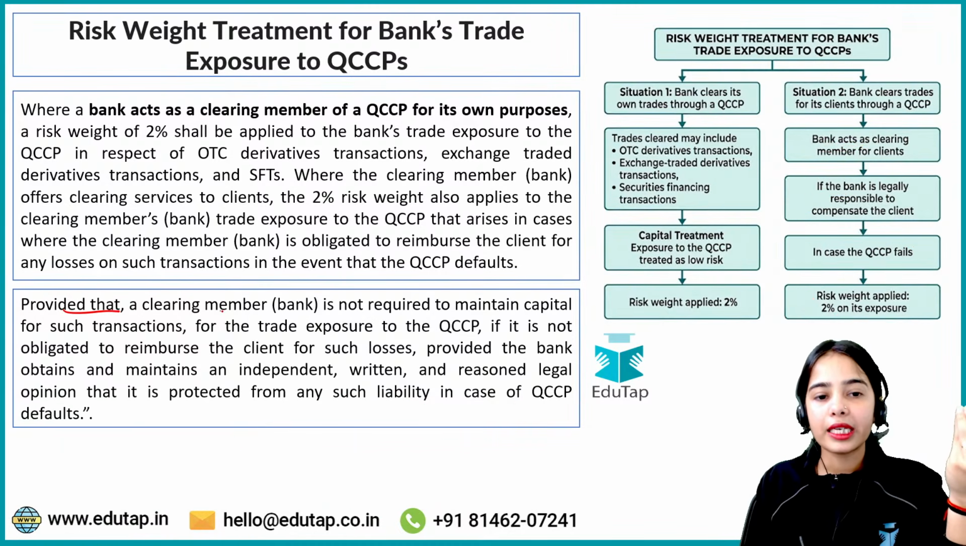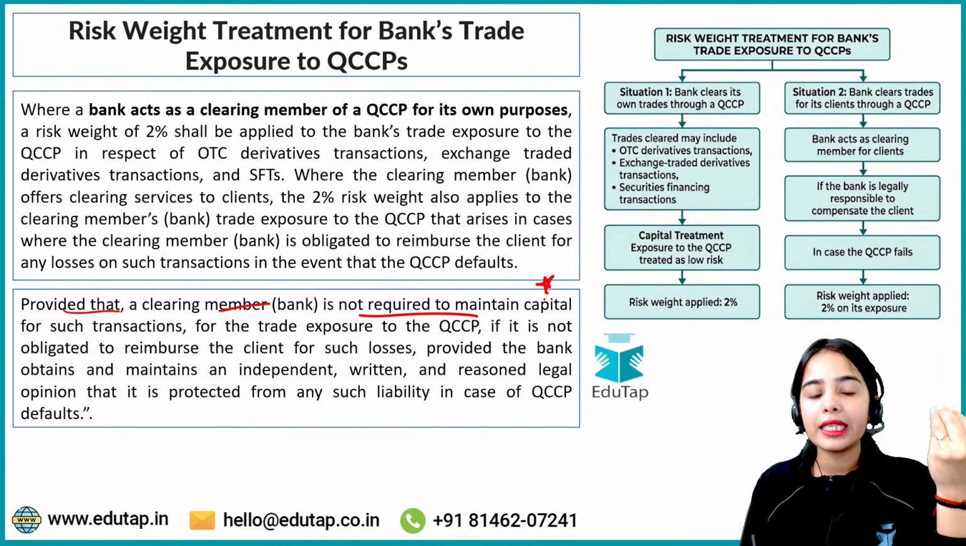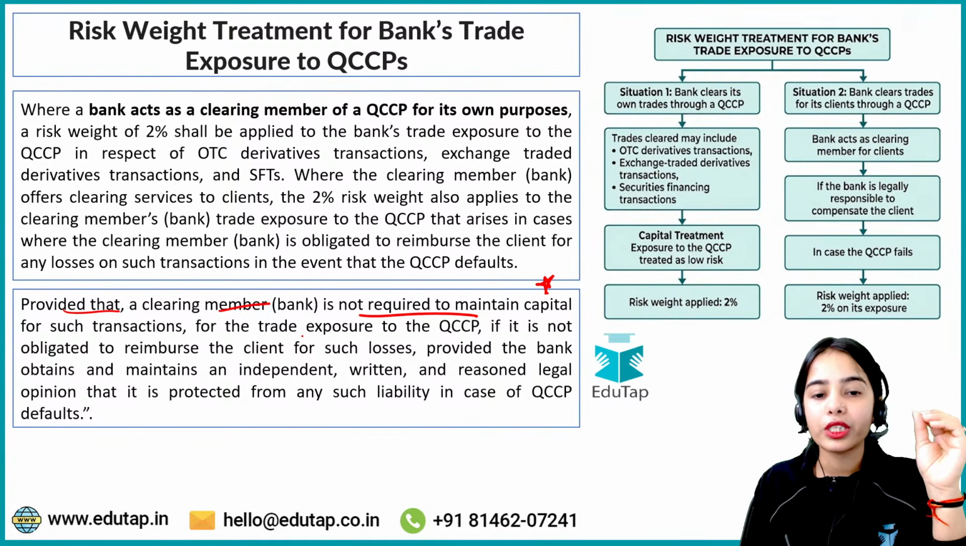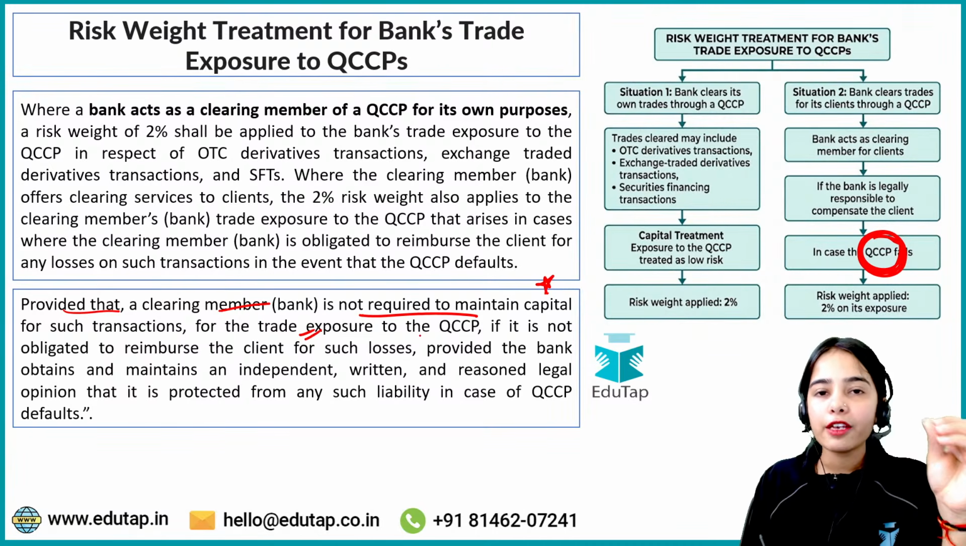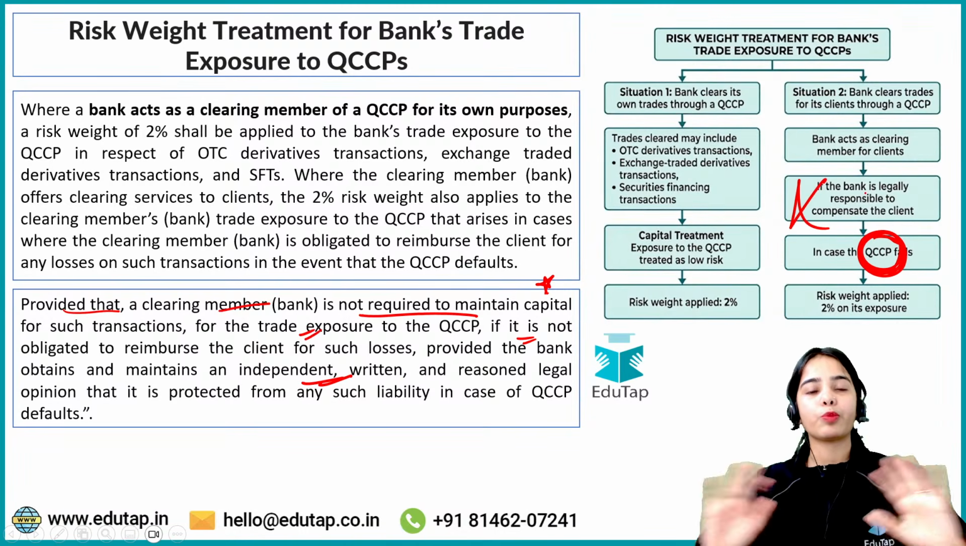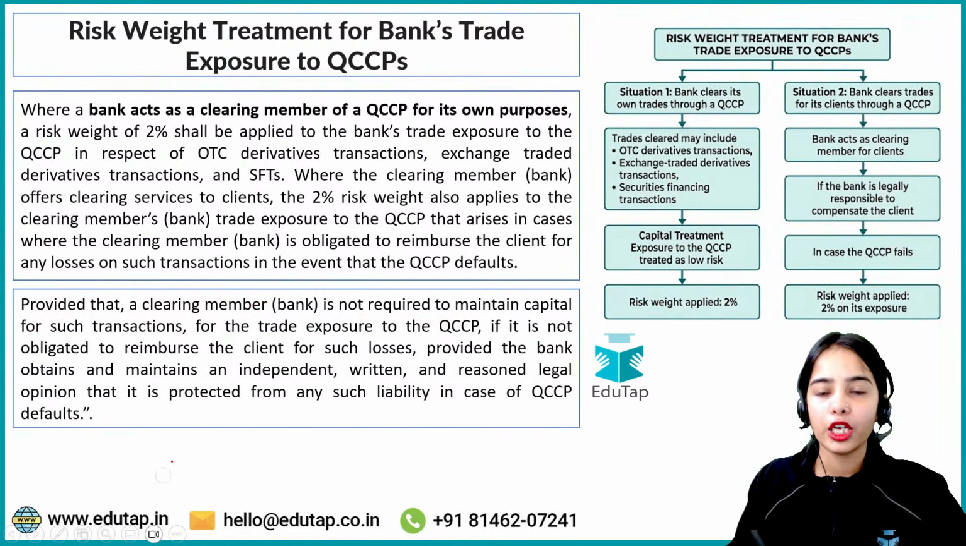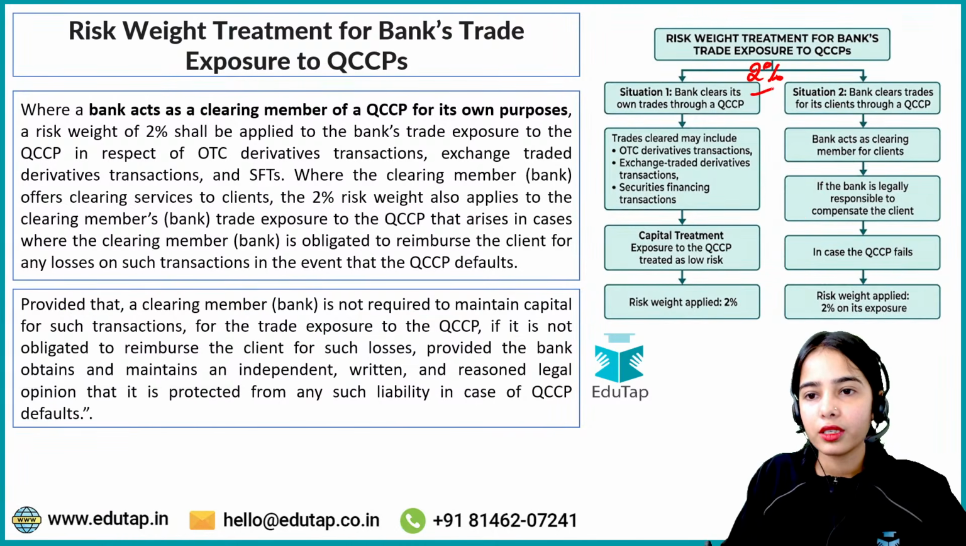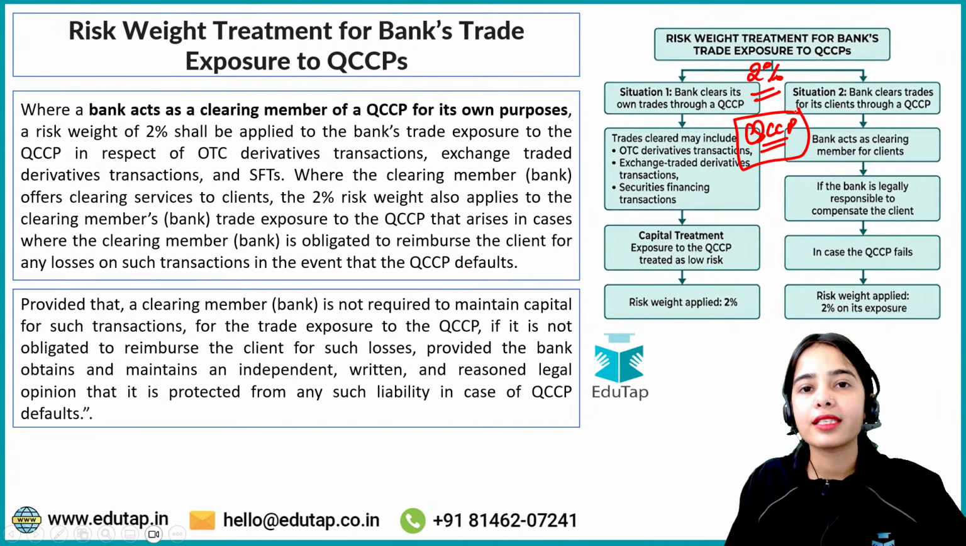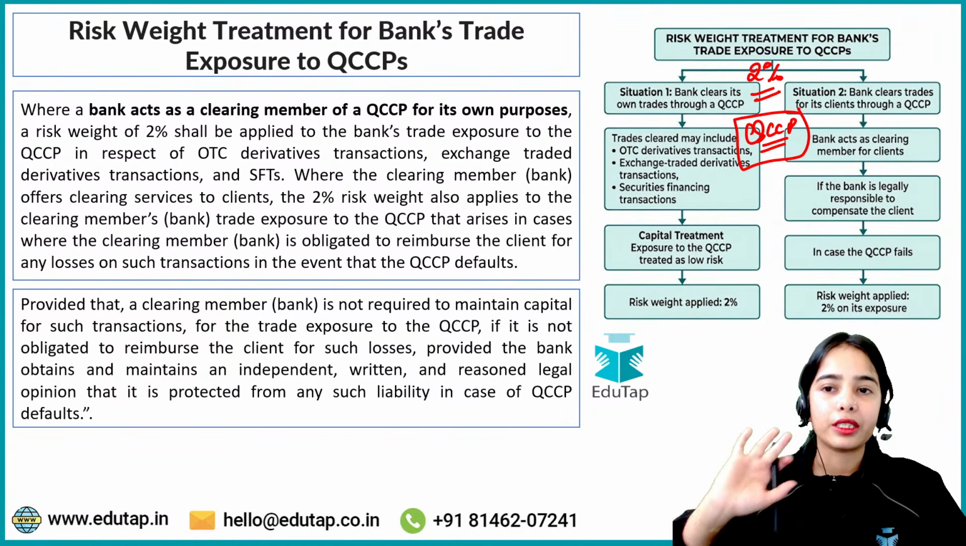So a clearing member is not required to maintain capital for such trade exposure where the qualified central counterparty is present, if there is a legal written document saying that the bank will not take the responsibility to compensate the client, okay? So the bank has to maintain 2% of risk weight if there is a qualified central counterparty present. So basically the qualified central counterparty has the responsibility to complete the trade, okay?